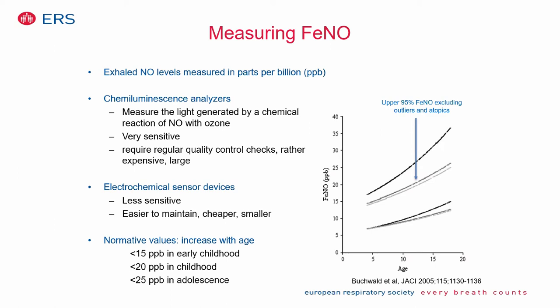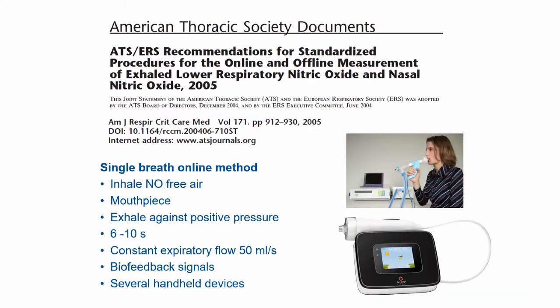FeNO in the exhaled air increases with age. So small children have usually values less than 15 ppb, and adolescents less than 25 ppb. And really the cutoff depends on the age, but I would say many pulmonologists use just a cutoff of 20 for all ages and say that's about the level where it's elevated.